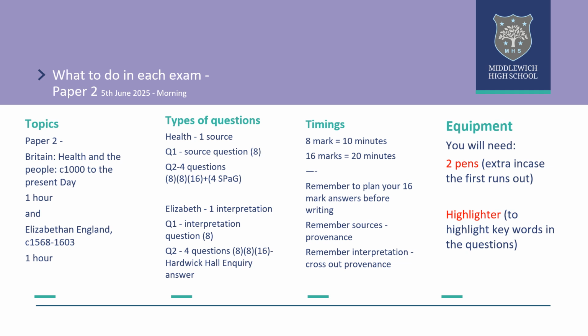Paper 2 is Health and the People and Elizabeth. These have fewer questions, so it's a little bit easier to explain. So Health and the People is going to have 1 source. That's going to be your first question. It's asking you how useful is the source, and it's an 8-mark question.